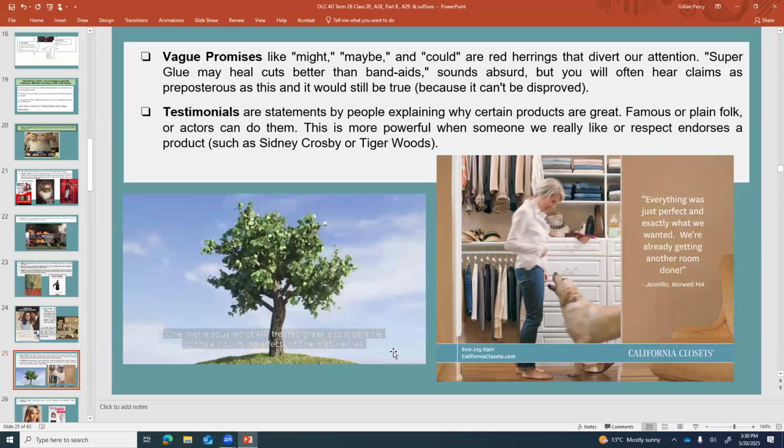Testimonials we talked about as well. Anytime somebody's saying why a certain product is great, it could be a famous person like in the milk ad, but it could just be ordinary folk. It can be really powerful when a celebrity does it, somebody you admire, like Sidney Crosby, Tiger Woods, whoever's popular these days. Here, California Closets has an ordinary person doing it.